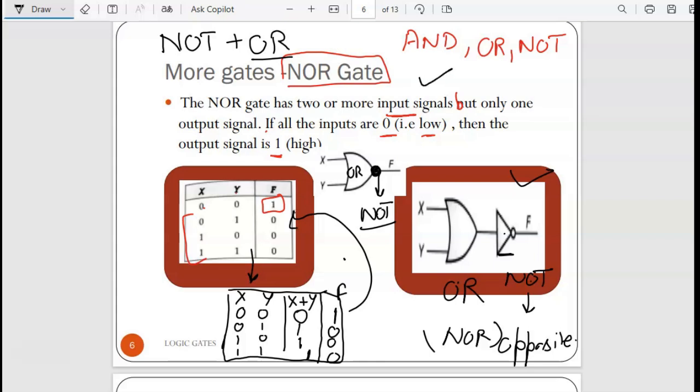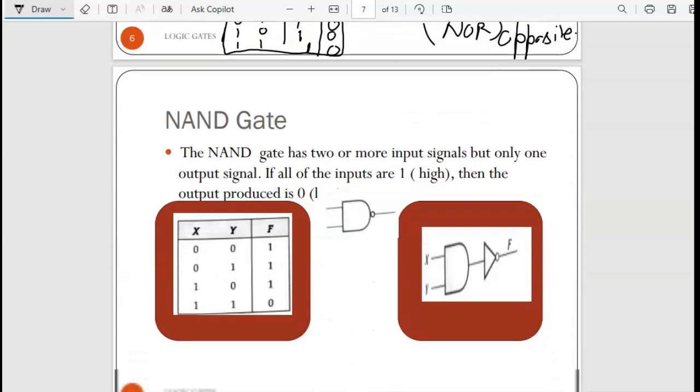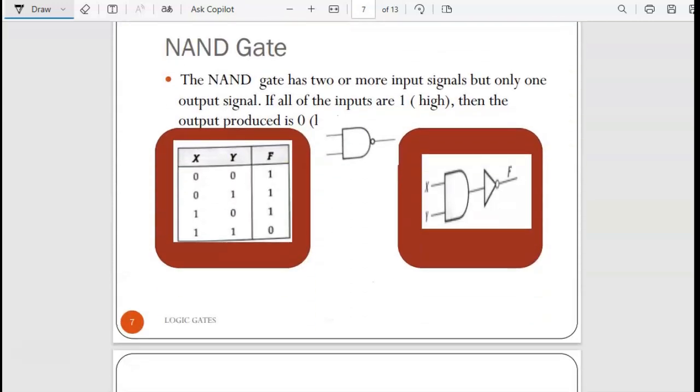Okay, so this is the table. Next to this we have the NAND gate, and NAND is again the same thing. It is AND plus NOT. You can see we have AND here, and this is the NOT gate, right? So it is a combination. The NAND gate has two or more input signals. Again the same thing we have to remember: it works for at least two input signals, but only one output signal.